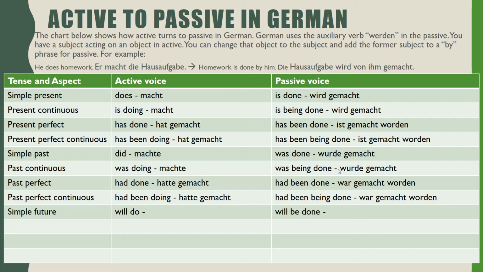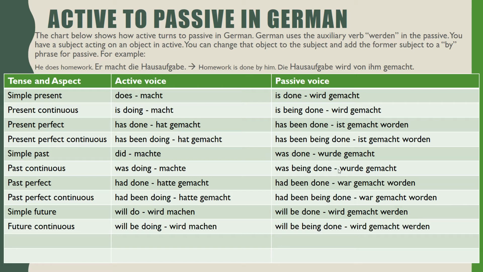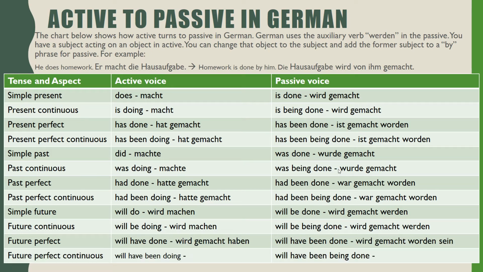Simple future, will do, will be done, wird machen, wird gemacht werden. Future continuous, will be doing, will be being done, wird machen, wird gemacht werden. Future perfect, will have done, will have been done, wird gemacht haben, wird gemacht worden sein. Future perfect continuous, will have been doing, will have been being done, wird gemacht haben, wird gemacht worden sein.